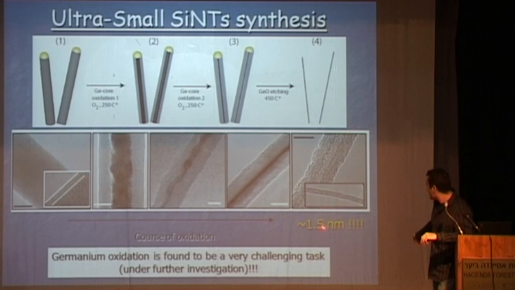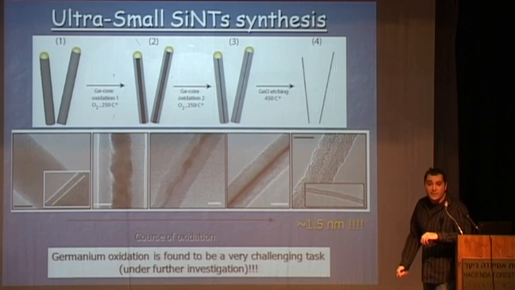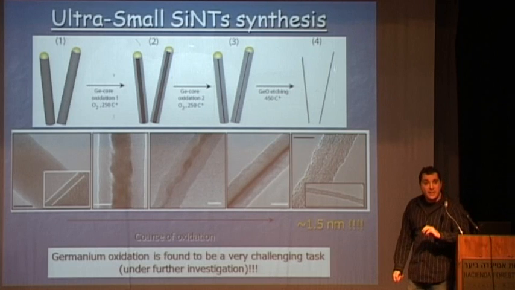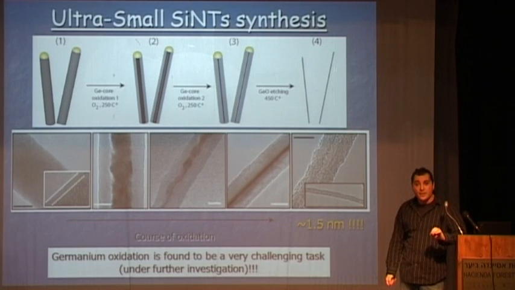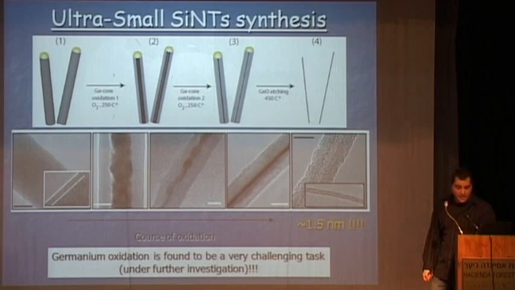We get nanotubes of internal diameter down to 1.5 nanometers. This is almost the diameter of a carbon nanotube. And I think this is the first example of an inorganic crystalline tube with dimensions as small as carbon nanotubes. And this is, I think, pretty remarkable.